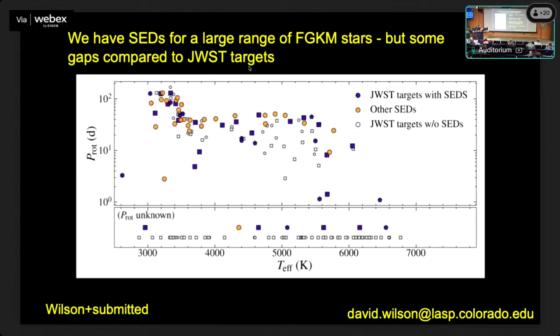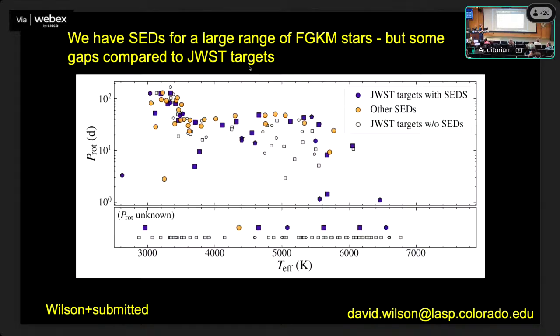And we're now at a stage where we've actually got a pretty good range. So here I'm comparing rotation period and effective temperature of all the targets that we have. If they're a color dot, we have a full SED from the X-ray through to the infrared built for them, publicly available or soon publicly available.